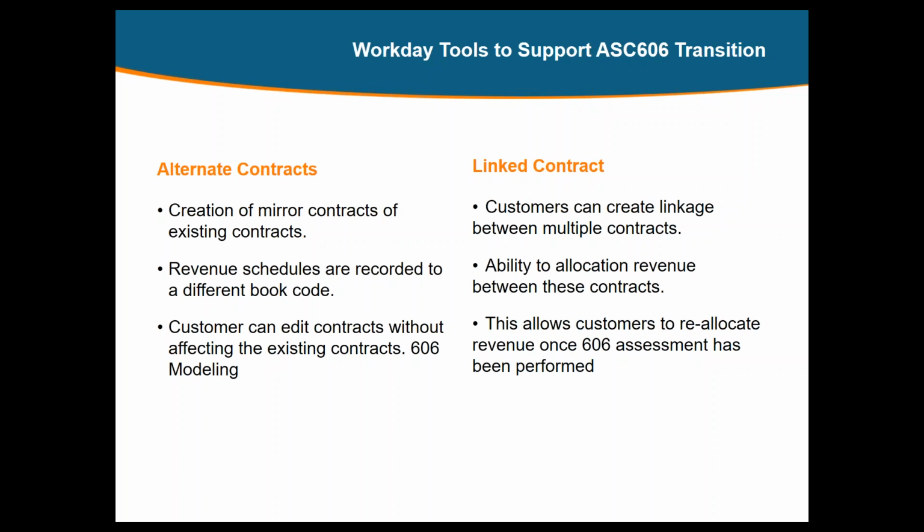And the second one is a link contract. Link contract allows customers to actually establish relationships with existing contracts that are sitting on their common books. So this allows a platform for customers who, from the 606 transition assessment, simply need to reallocate revenue among the existing contracts. They could use this, like a simpler feature.